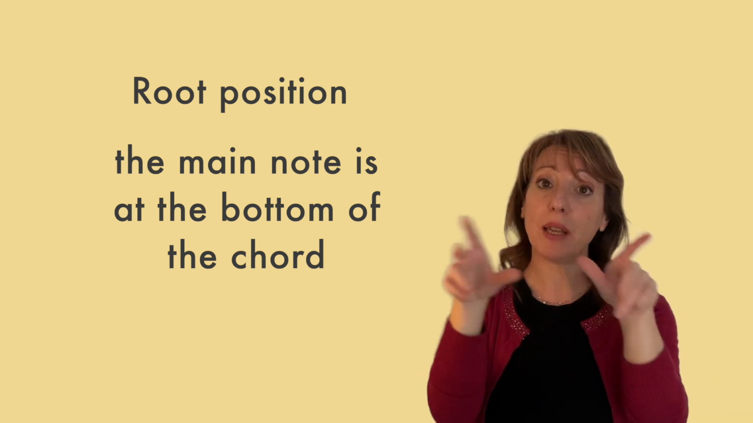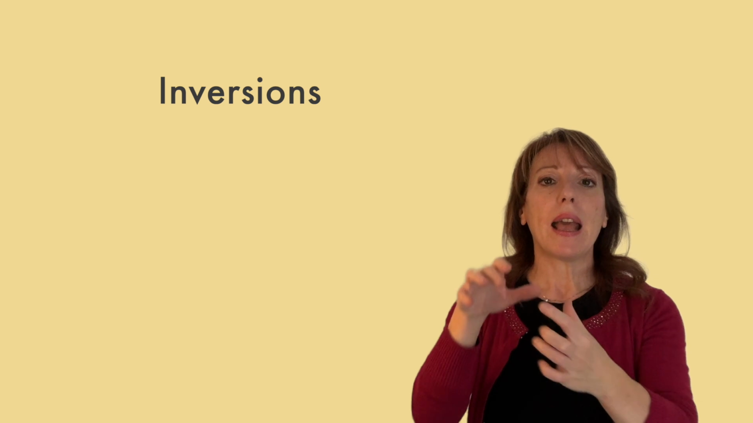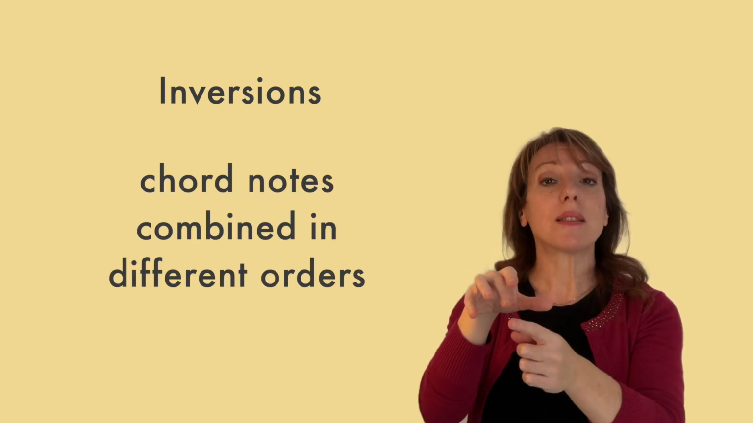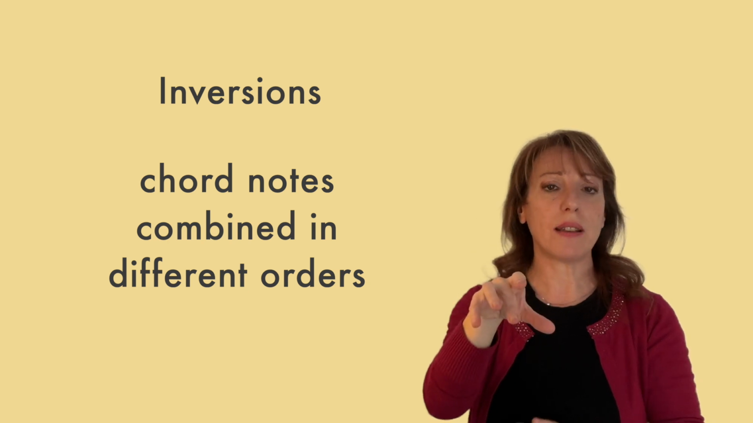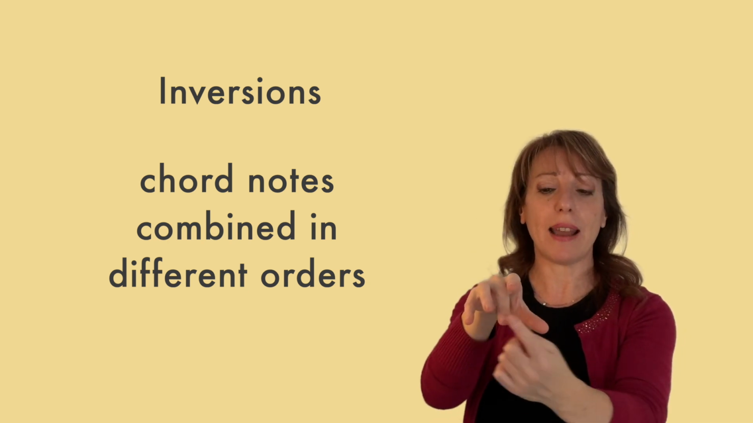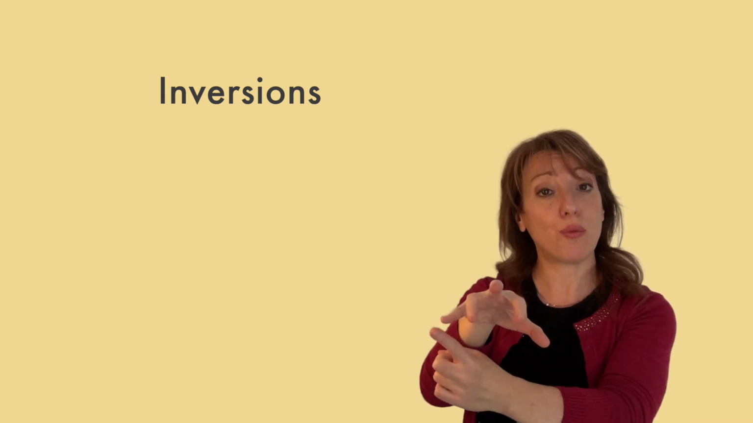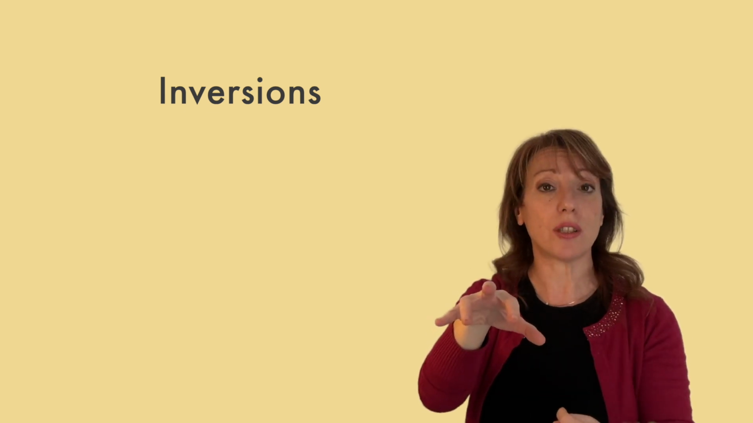But the notes could be moved in a different way, and we can have a different order of the notes. These are called inversions. In each chord, we have as many inversions as the notes of the chord. So for example, if it's a triad, we have the root position and then 2 inversions. If we have a chord of 4 notes, we have the root position and 3 inversions, and so forth.